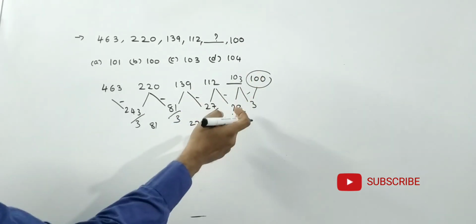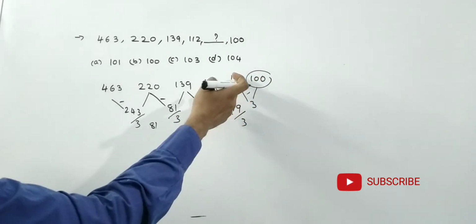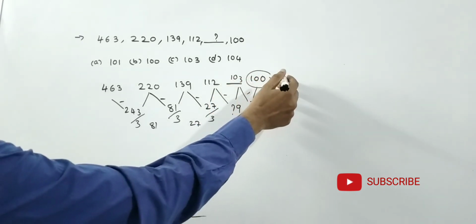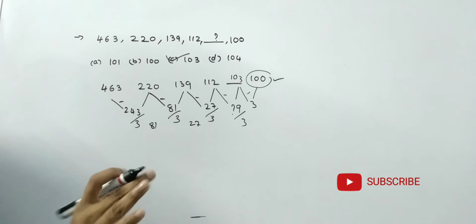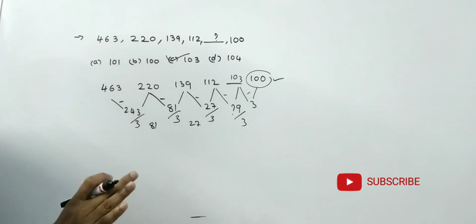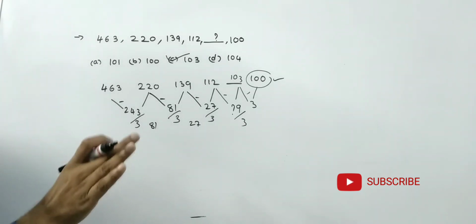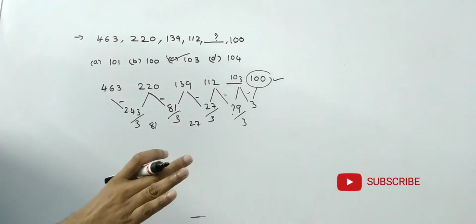Again we will cross check also. 9 by 3, how much? 3. 103 minus 3, 100. So this series is correct. So answer is how much? 103. See friends, don't fear. You just observe the numbers, what he has given, what we have to find. Easily we will get the answer.